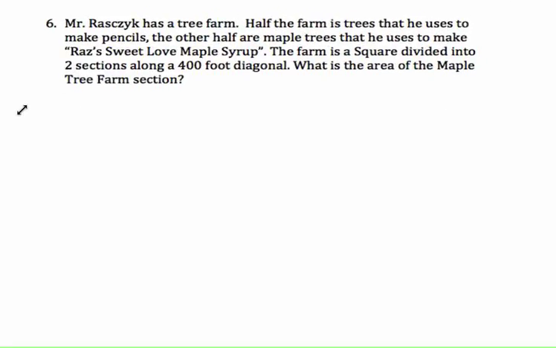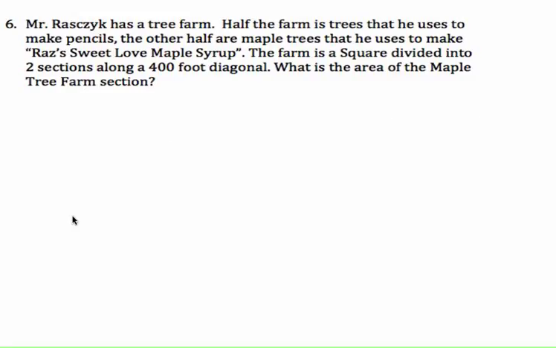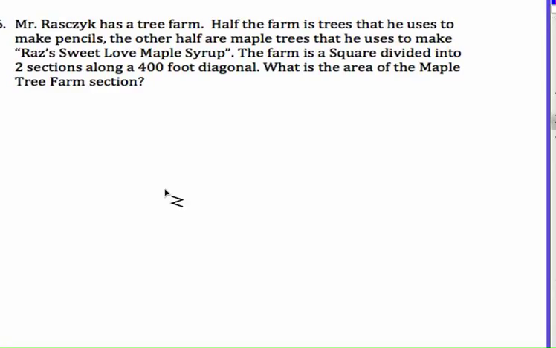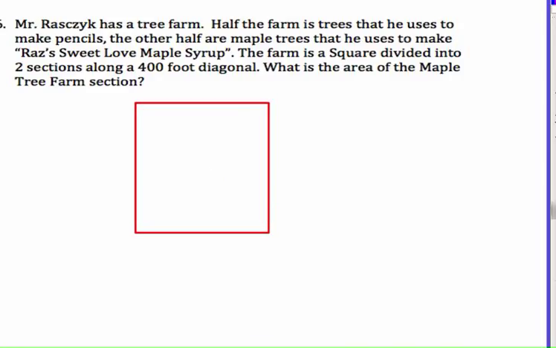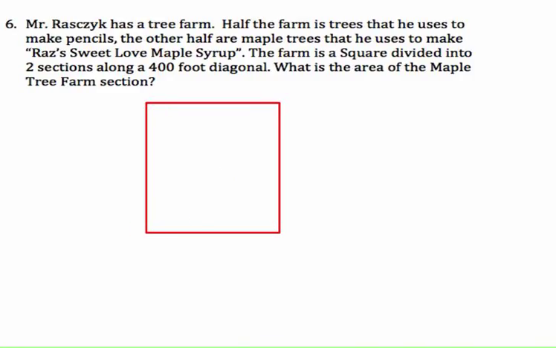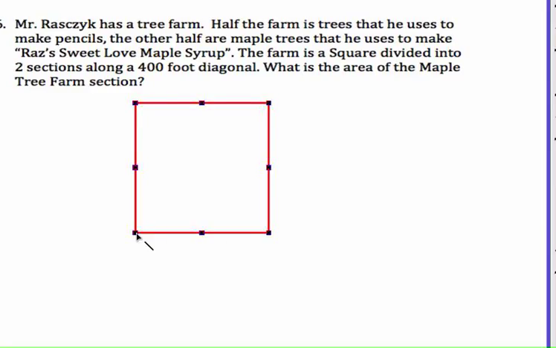Mr. Razesk has a tree farm. Half the farm is trees that he uses to make pencils. The other half are maple trees that he uses to make Raz's Sweet Love maple syrup. The farm is a square divided into 2 sections along a 400-foot diagonal. So I need a square with a 400-foot diagonal. What is the area of the Maple Tree Farm section?